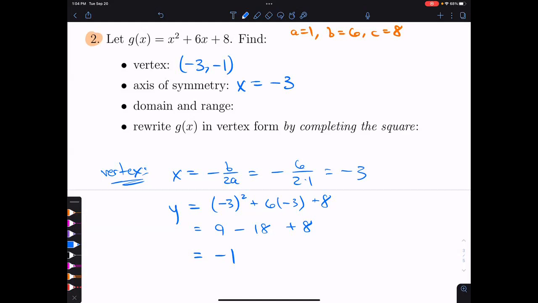All right, what about the domain and range? Yep, all real numbers for the domain. Why -1 to positive infinity? It's opening up. So -1 is the lowest point that it passes through, right? So -1 is where the range starts and then goes up from there. Good. Okay, cool. All right, everybody happy with that?